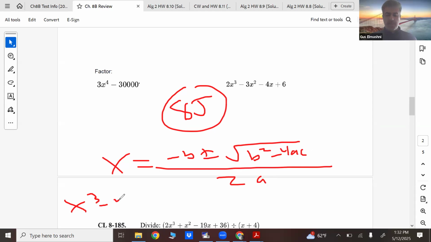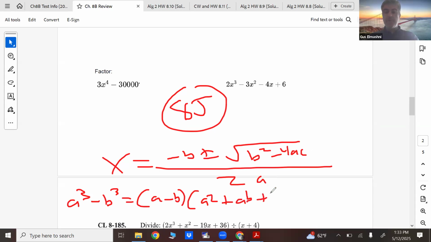Remember, a cubed minus b cubed equals, remember I showed you this formula? Equals something like that. I'll give that to you as well. And the positive one. Yes, I'll give you both.